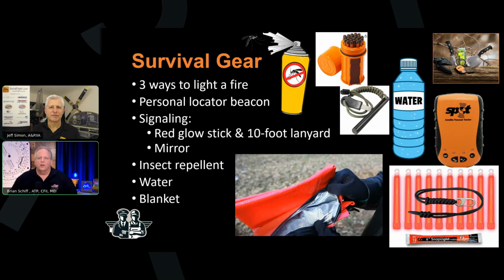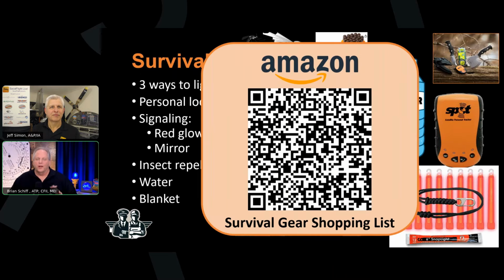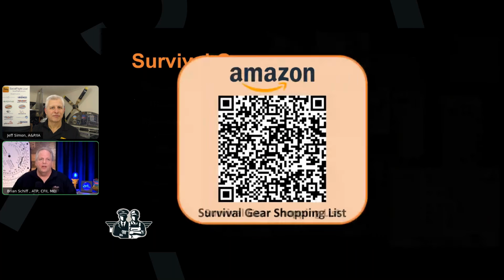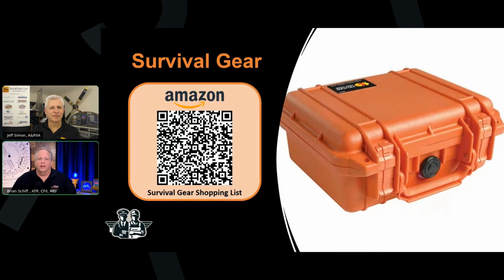an Amazon shopping list for all of these things and more that I think you should have on your airplane, and you should put them inside a Pelican case that can float. Some kind of waterproof case is what I really like. One that can be easily found, kind of like this. Again, this is the shopping list.